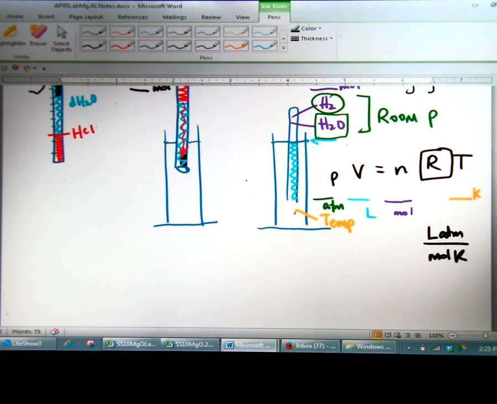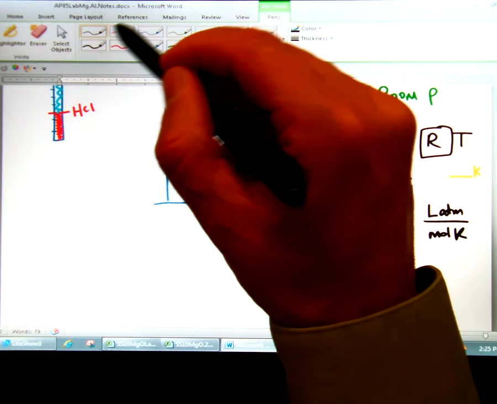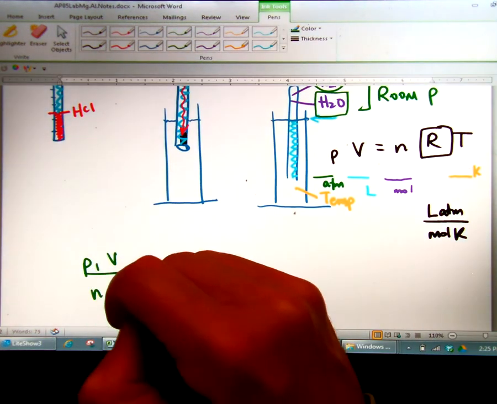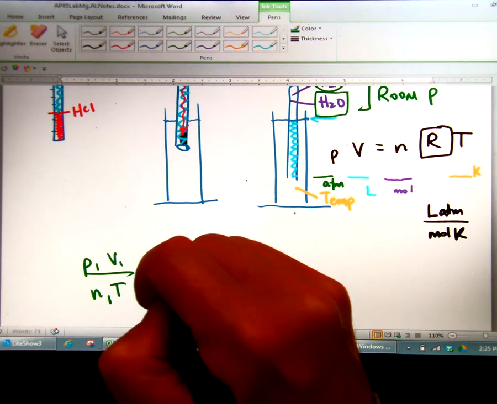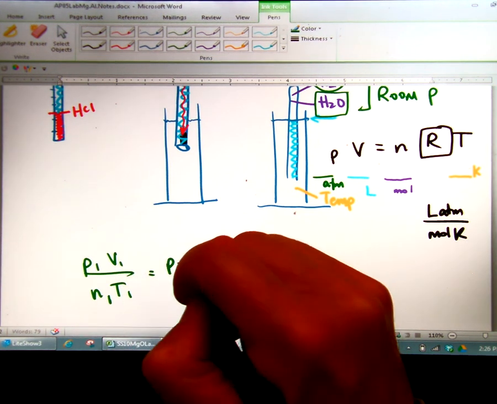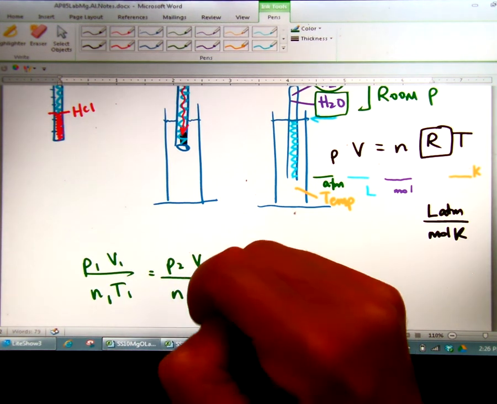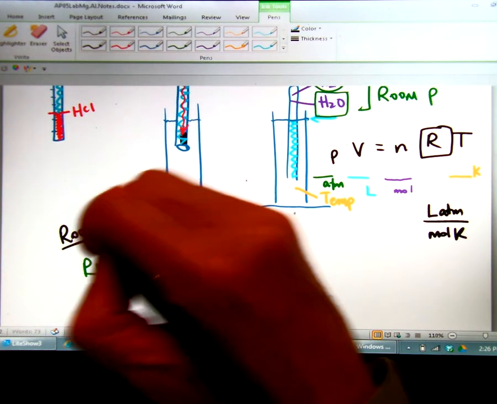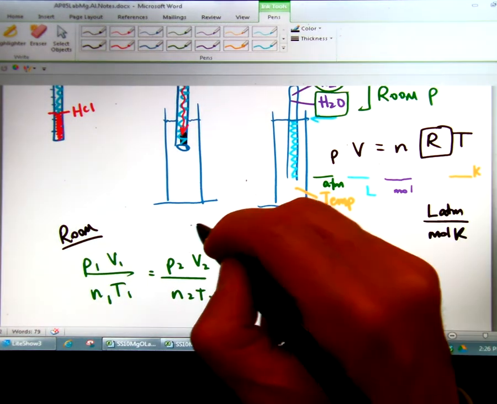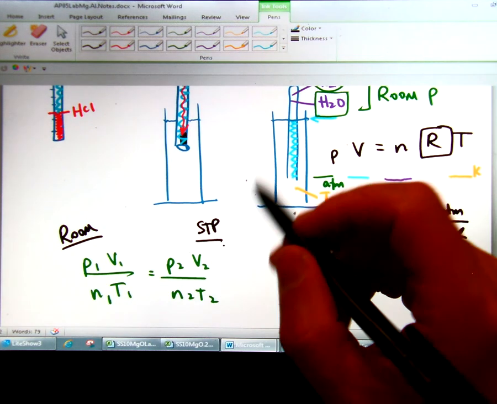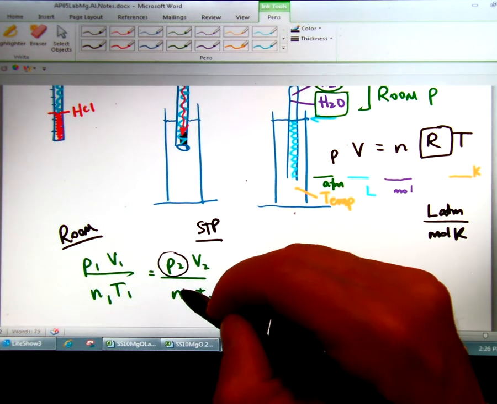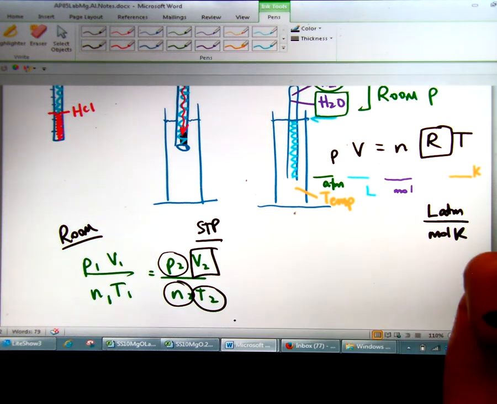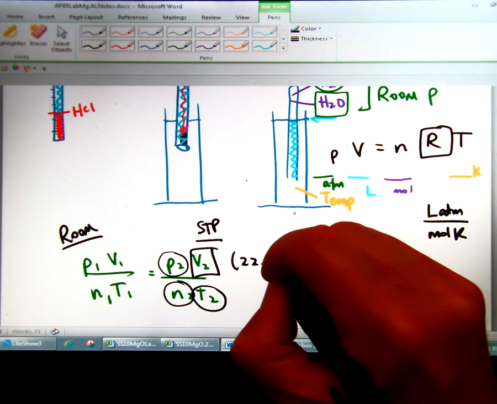Lastly, you're going to find the molar volume of the hydrogen at STP. So all you need to do is do a two-condition problem. P1V1 over N1T1 equals P2V2 over N2T2. Take all of your room information that you just used up here to find R, put that here. Then you're going to put in all your STP information for what's the pressure at STP. It's for 1 mole at STP. What's the temperature at STP? And you're going to solve for V2, and hopefully you're going to get for this 22.4 liters.